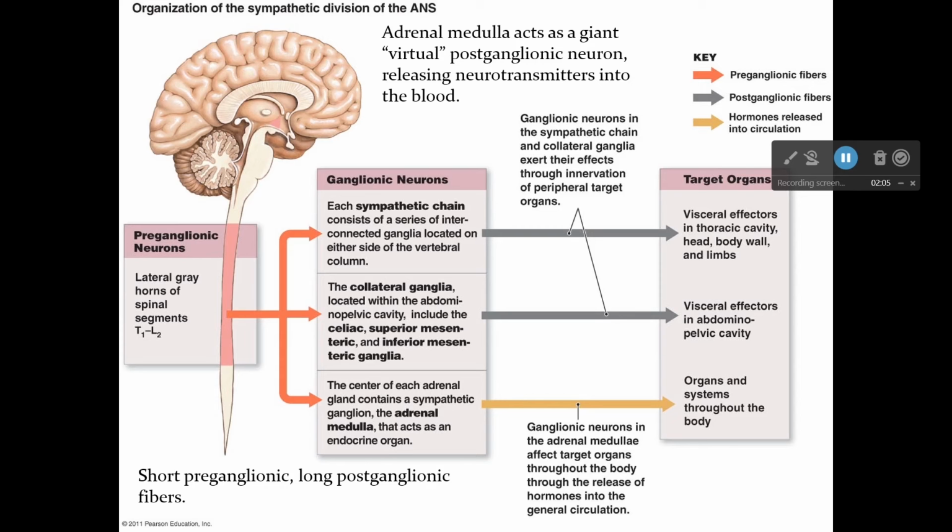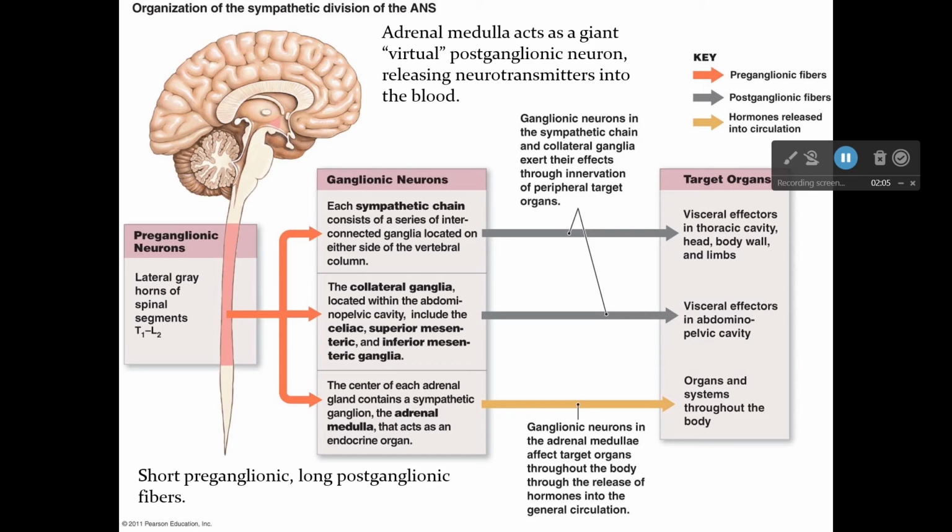All right, so one of the objectives is to compare sympathetic to parasympathetic. Well, one of the comparisons I want you to be aware of is right here. The sympathetic has short preganglionic and long postganglionic fibers.